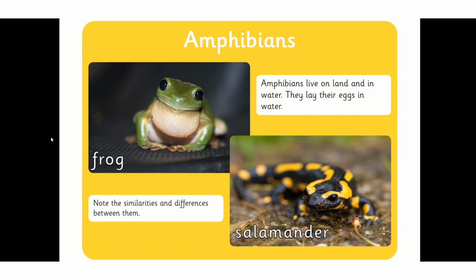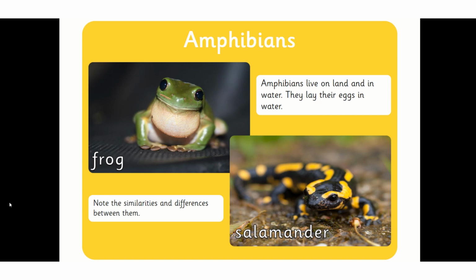One of the groups of animals we thought about was a group called amphibians. And if you watched the Tadpole Diary and the frog videos that have been on our YouTube channel, then you will already have found out quite a lot about frogs. A frog is an amphibian because it lives on land and in water. And we know they lay their eggs in water.